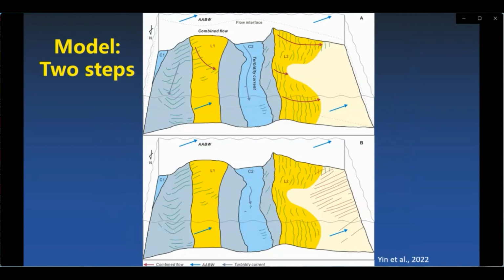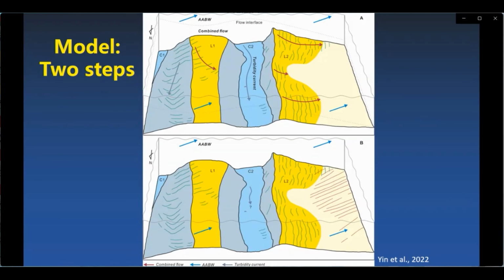So we proposed a model with two steps. The first step is the energetic current flowing through the channel and forming scours and sediment waves within the channel, and in the overbank area, the overspilled current interacts with Antarctic Bottom Water and forms the sediment waves. But after the injected current weakened or disappeared, only the Antarctic Bottom Water swept the seafloor, eroded it, and formed the furrows.